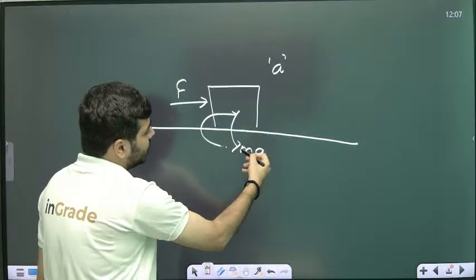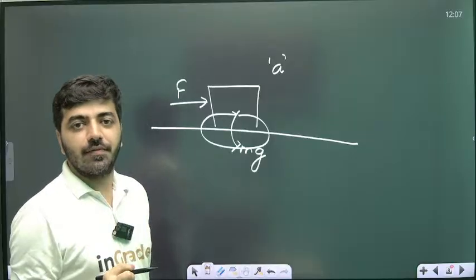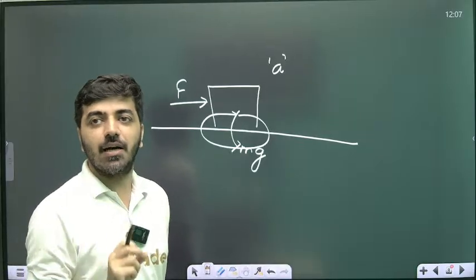This time these two surfaces are not a smooth surface. It means friction is acting upon it.